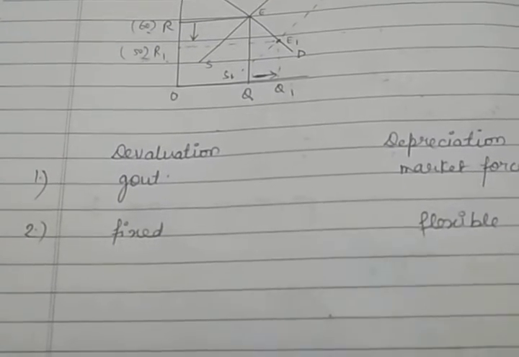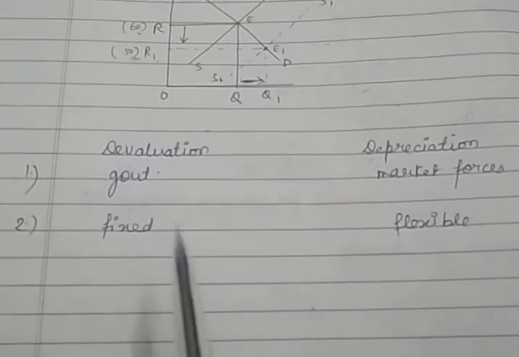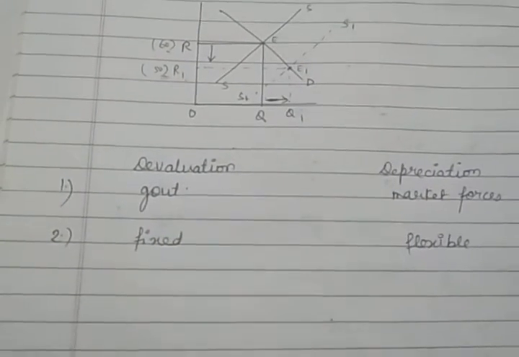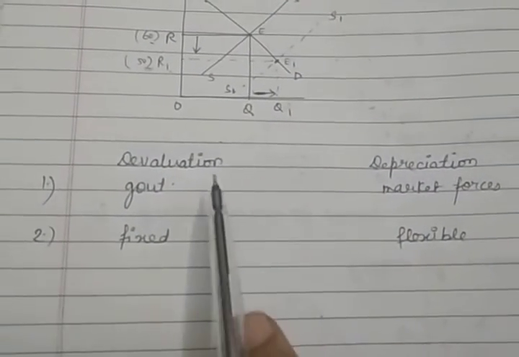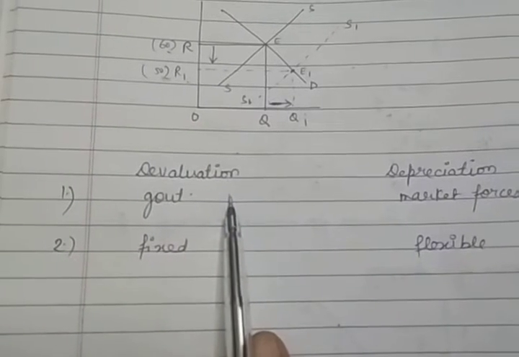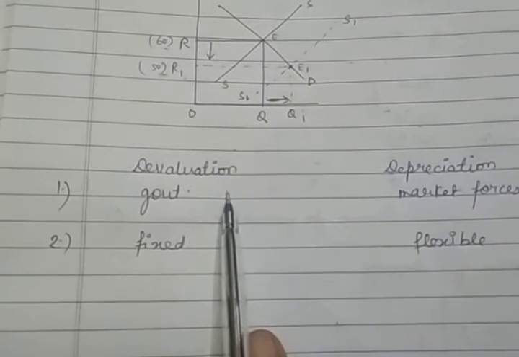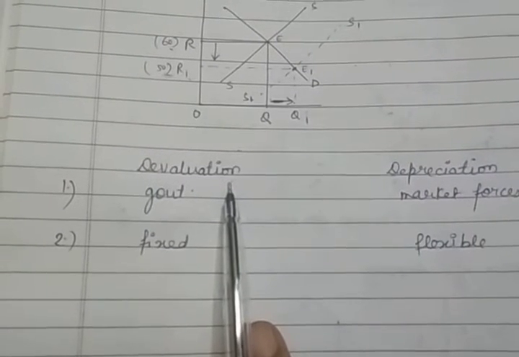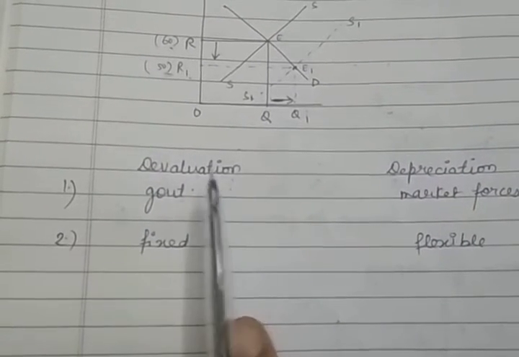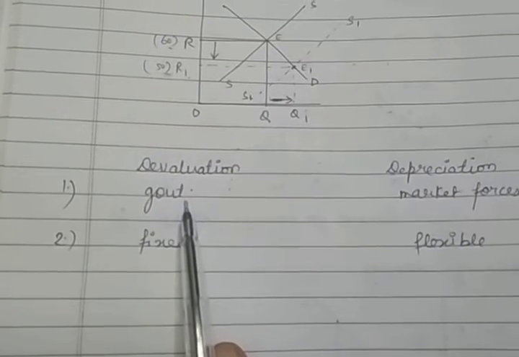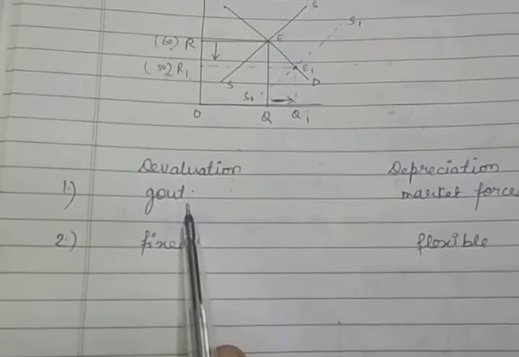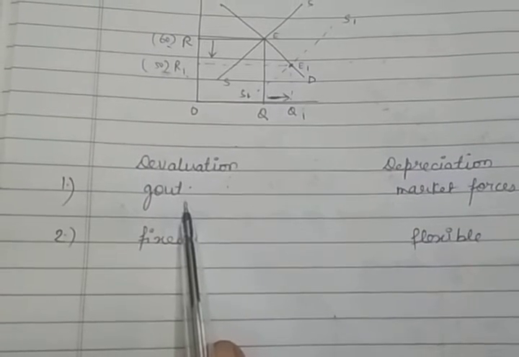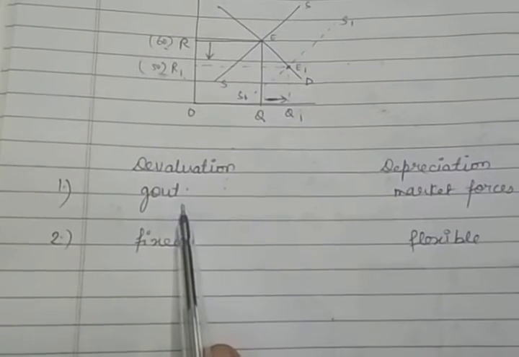Now the next topic is devaluation and depreciation of the currency, the difference between devaluation and depreciation. First of all, understand the meaning of devaluation. Devaluation means when a country brings down the value of its currency in terms of foreign currency by government order. It is called devaluation. That means the effect of devaluation is the same as that of depreciation of the currency.